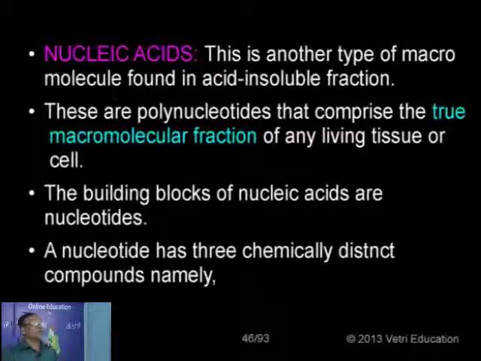Suppose you are taking the building block of cellulose, it is nothing but glucose; starch, glucose. Then we have glycogen, glucose. If you are taking inulin, it is fructose. That is what is called the building block. Likewise, the nucleic acids are made up of building blocks. The building blocks of nucleic acids are called nucleotides.